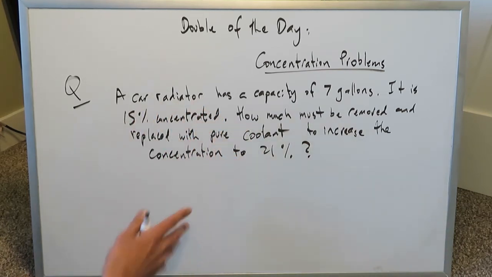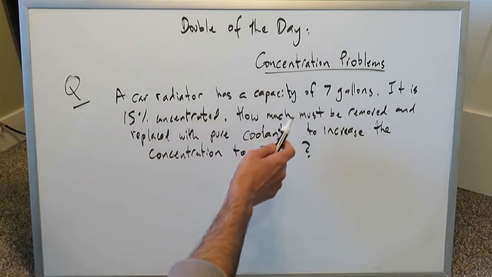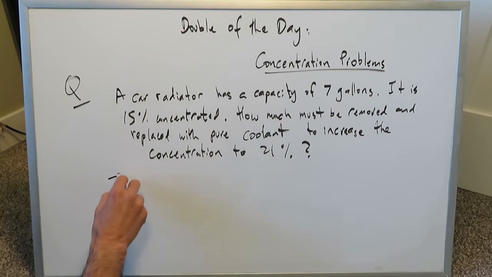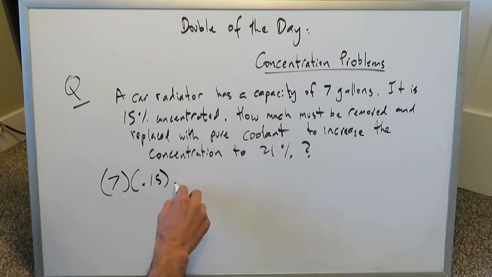So let's handle this problem, and the best tip I can give you is to formulate your algebraic expression as you read this question. So let's start. A car radiator has a 7-gallon capacity and it is 15% concentrated. So we know we have 7 gallons and it's 15%. We can convert that into decimals. How much of that must be removed and replaced with pure coolant?